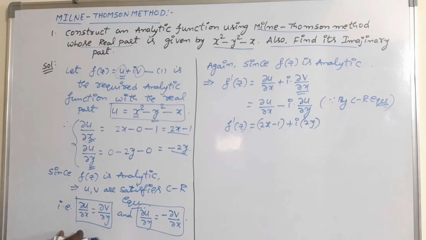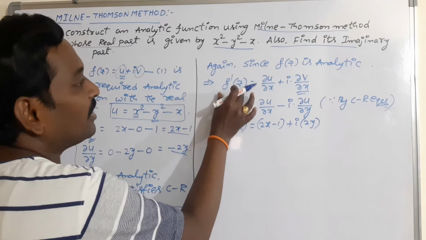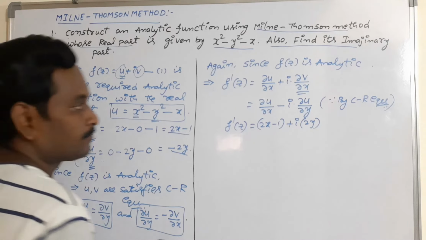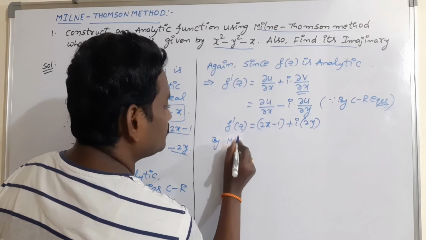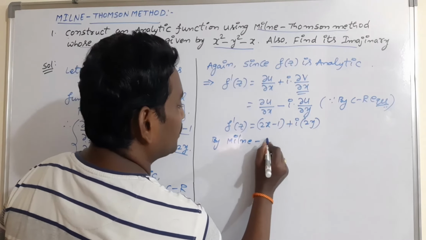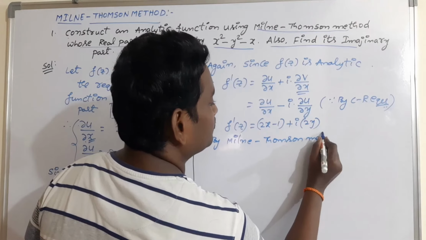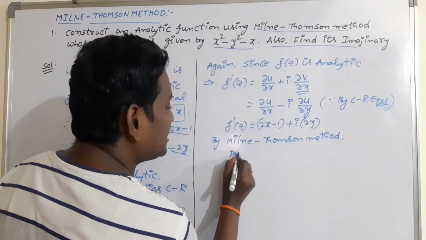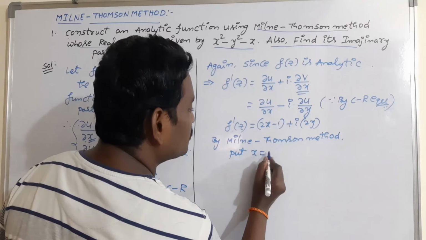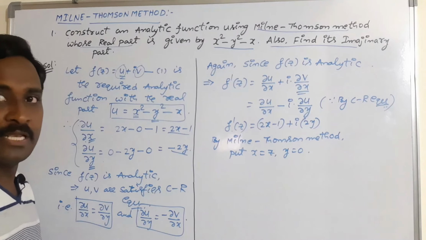Once it is better to write the CR equations here. Since f of z is analytic, we have to write the formula for f dash of z here. Okay. Now by Milne-Thomson method, according to this method, in this f dash of z, blindly we have to replace x is equal to z and y is equal to 0.